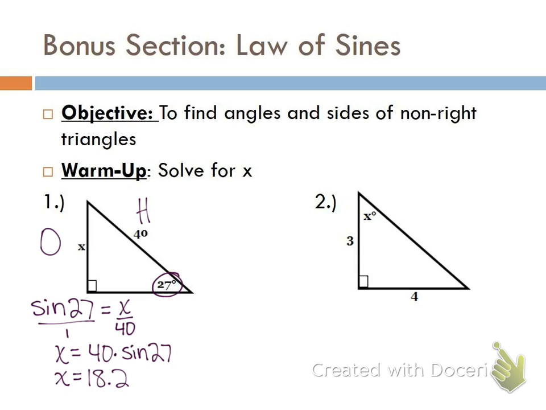If I had come up with an answer like 58.2, how would I know right away that can't be right? Because it's bigger than the hypotenuse, and the hypotenuse has to be the biggest side. Questions about warm-up 1?